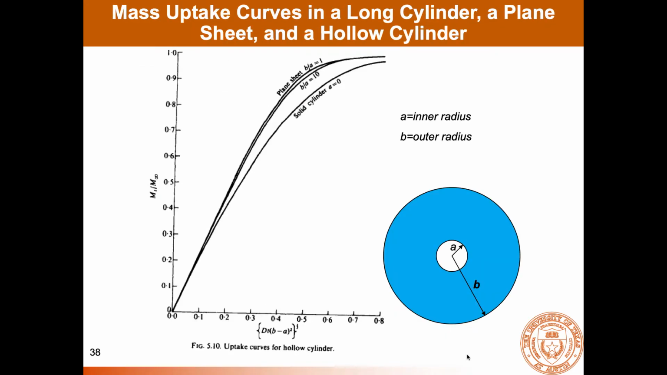And this is showing the plots of those data for the solid cylinder, which is the one we were just looking at, and also for hollow cylinders. And you don't need much of an interior part of the cylinder to be hollow before the result starts to look an awful lot like the fractional mass uptake for a plain sheet.